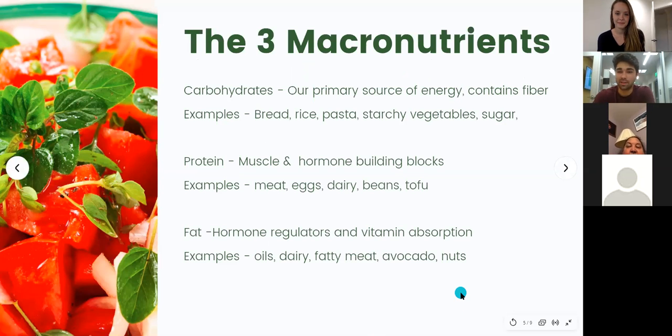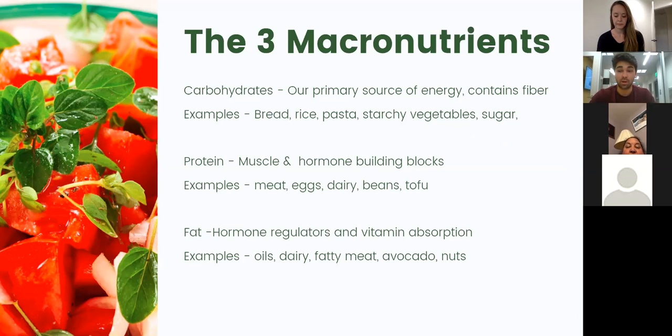All right, so moving on to application a little bit, we're gonna talk about the three macronutrients, or like the three food groups kind of. Number one, carbohydrates. And what we really want to focus on here is fiber. You're only going to find fiber in carbohydrates, really. It's technically a type of carb. So things like bread, rice, pasta, starchy vegetables, and obviously sugar. These are all examples of that. So what we do really want to focus on here is fiber.